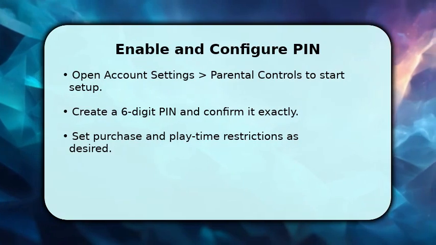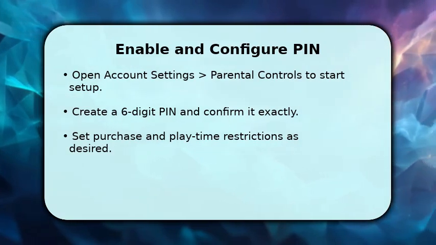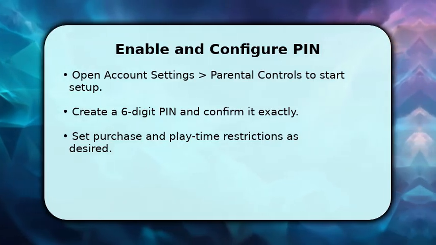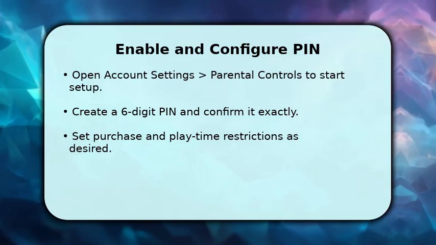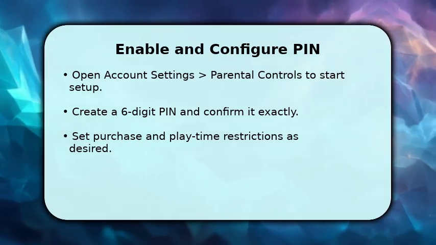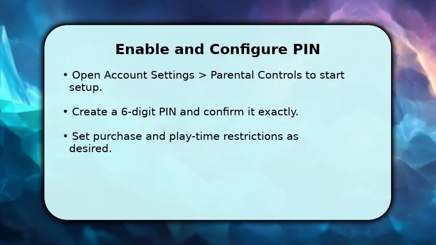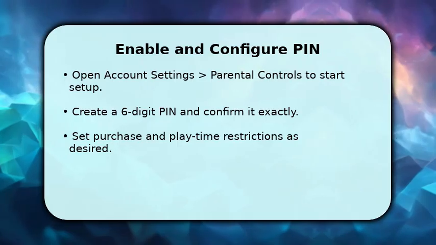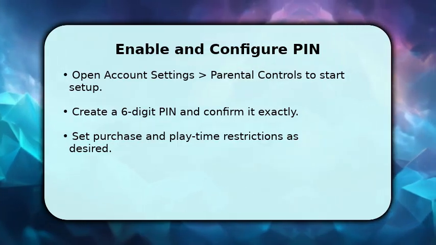Once in parental controls, choose to enable them and you'll be asked to create a PIN. Pick a 6-digit code that's memorable to you but not obvious to the child. After creating it, confirm the PIN and then configure specific controls. Block purchases, restrict mature content, and set playtime limits. Make sure to click Save or Apply so settings persist.